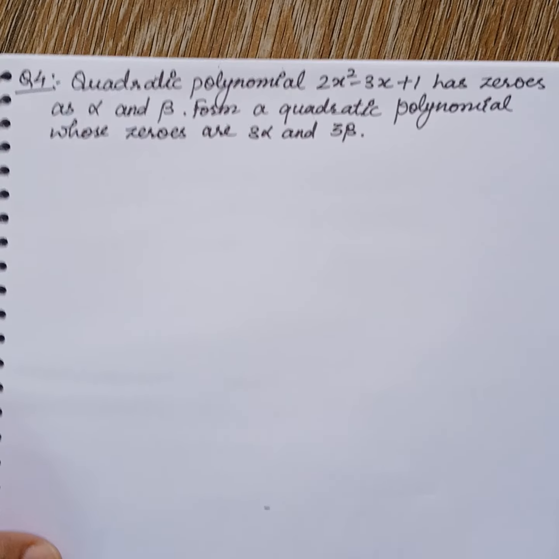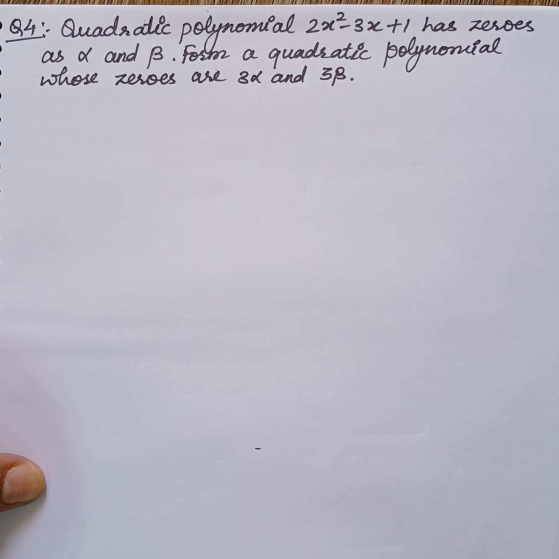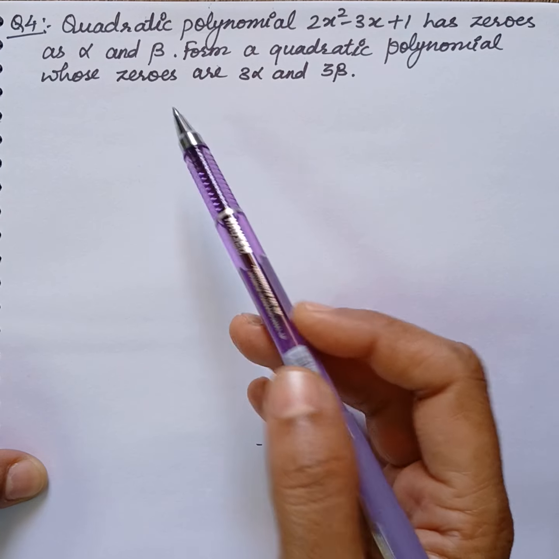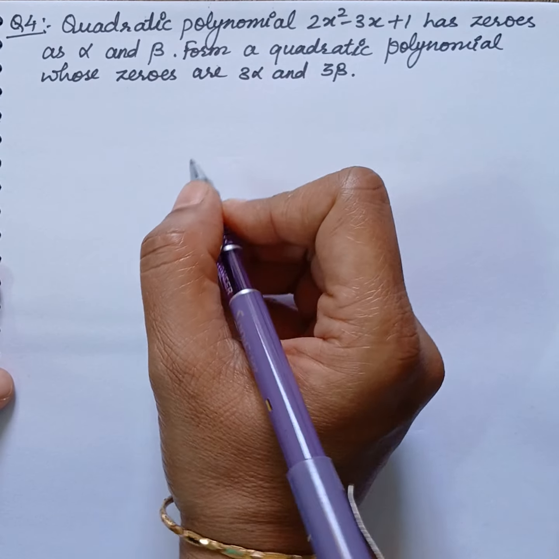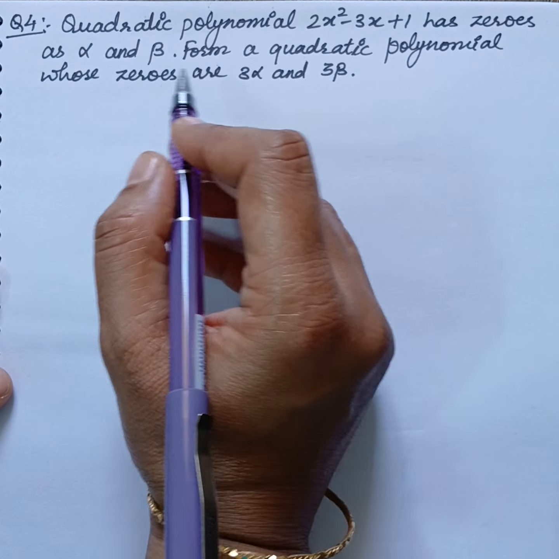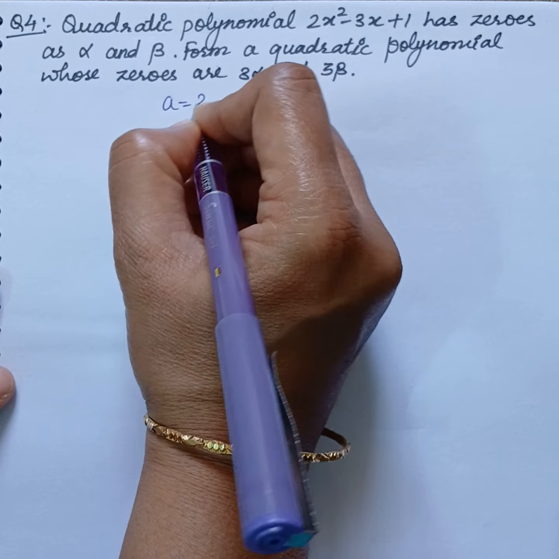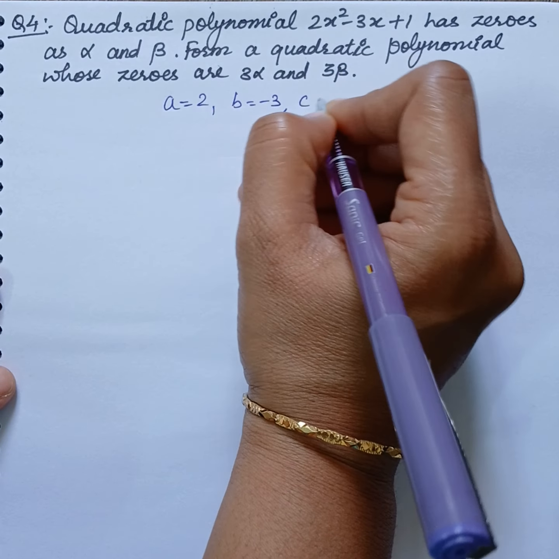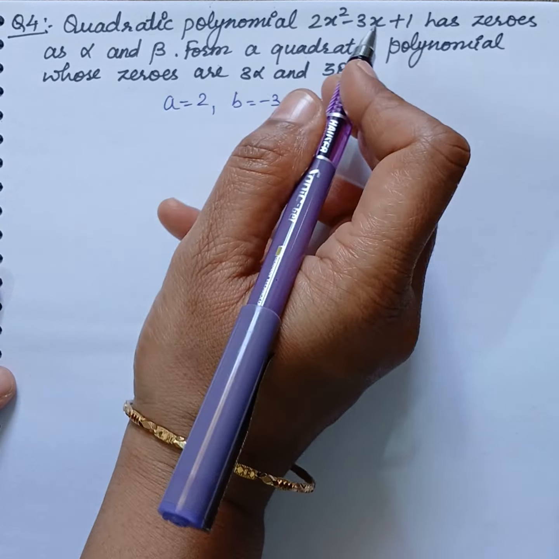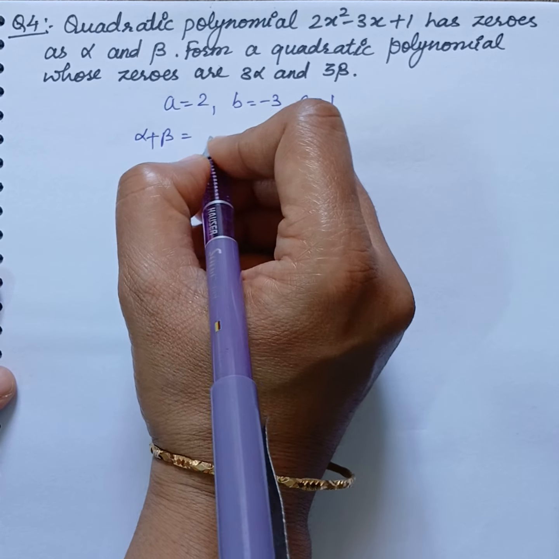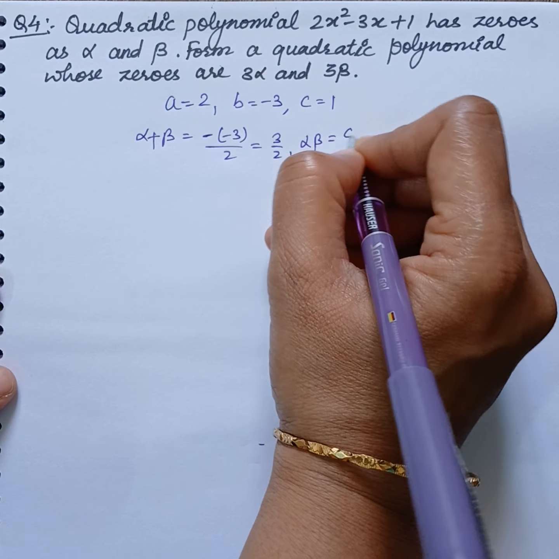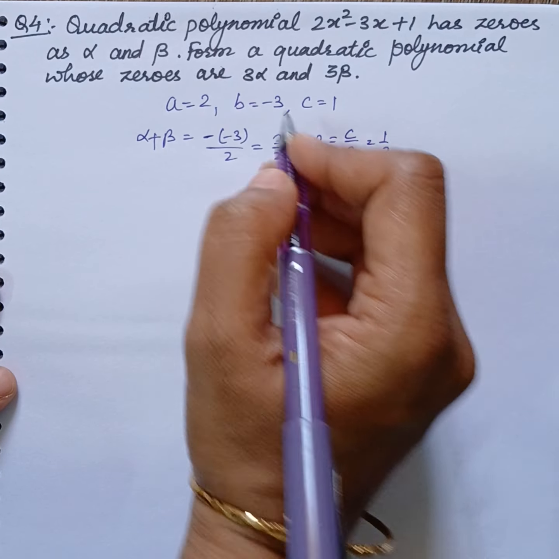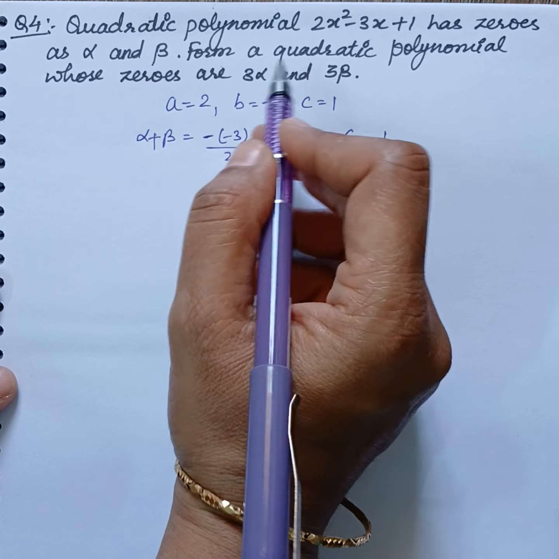Now the next question, which is important in this, is: the quadratic polynomial 2x² − 3x + 1 has zeros alpha and beta. Form a quadratic polynomial whose zeros are 3 alpha and 3 beta. So it is also the same as questions 1 and 3. So here a is 2, b is −3 and c is 1. Alpha and beta are the zeros of this polynomial. So it means alpha + beta will be −b/a, which is 3/2, and alpha into beta is c/a, which is 1/2. And we have to find the quadratic polynomial whose zeros are these.